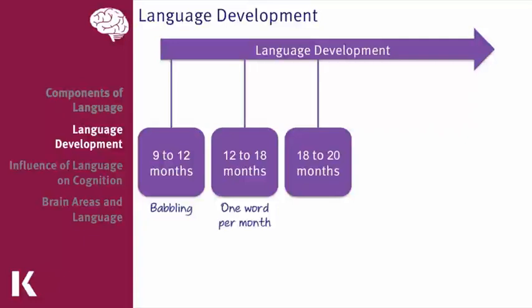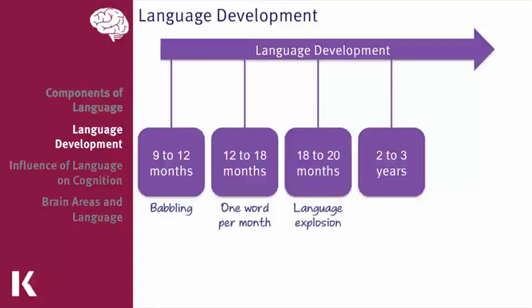At about 18 to 20 months, the child begins a language explosion, which is learning dozens of words and starting to combine those words to create simple sentences or statements. For example, now the child might be pointing at an apple and saying, "Eat apple."